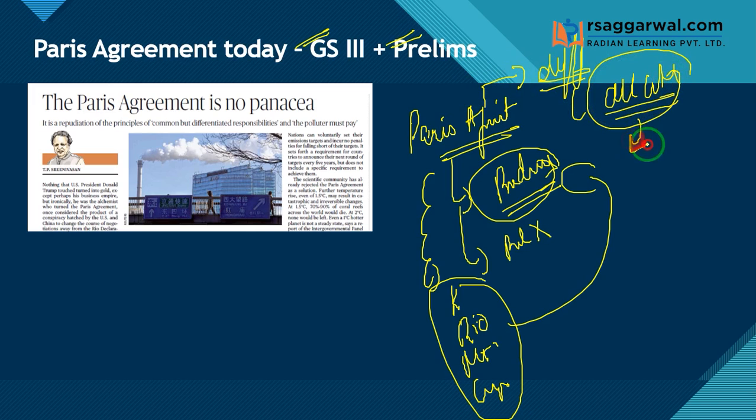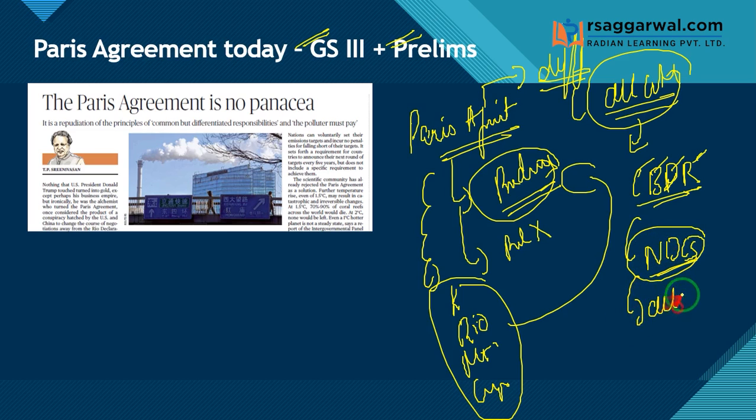It brought all countries together, and it moved away from the idea of CBDR. What is CBDR? Common but differentiated responsibilities. It moved away from the idea of CBDR and gave the idea of nationally determined contributions. Now, these nationally determined contributions said all countries should put in efforts no matter what. All countries will be on an equal footing no matter what.